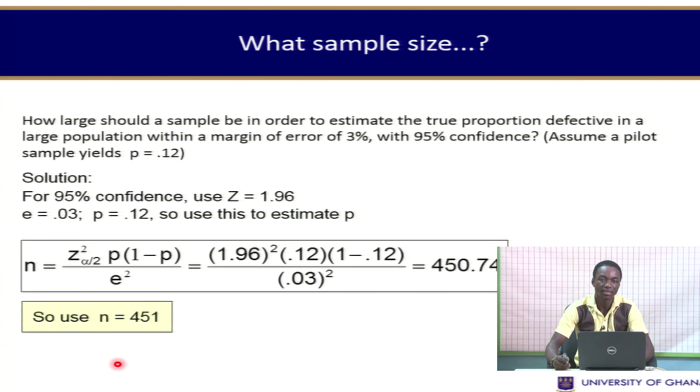That tells us that in order to get what we need, a 95% confidence that our population proportion will be within a margin of 3%, we need a sample of size 451.